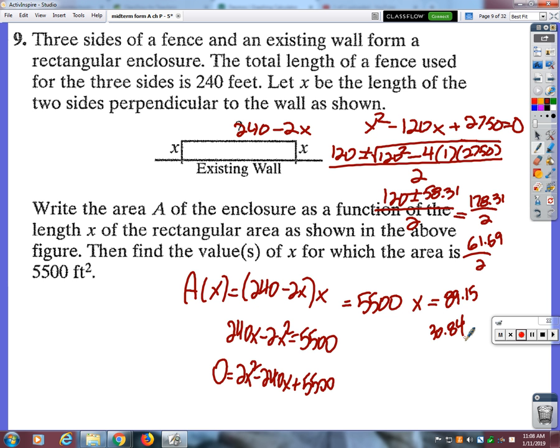Because it looks like it's smaller this way. Okay, so if you take 30.84 and plug it in there for x, what do you get? Oh, no, we're done. Never mind. It says find the values of x for which the area is 5,500 feet. There they are. There's the two values of x.